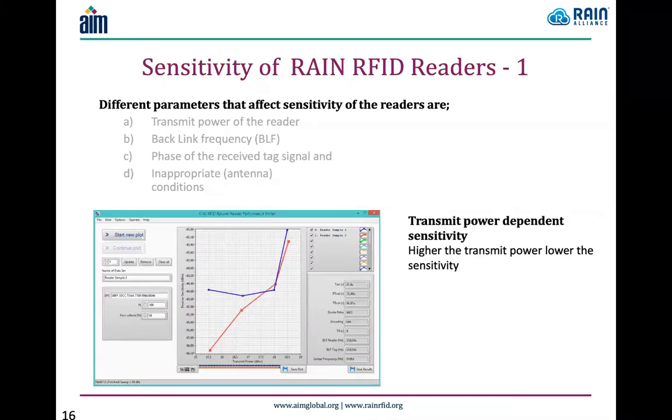Now, in this particular example, you would look at a sensitivity variation that is dependent on the transmit power of the reader. In this example, we have selected two separate readers, and we measured the dependency of the transmit power over sensitivity through our test tool, RFID Explorer. As expected, due to the self-jamming feature of the reader, the higher the transmit power of the reader was, the lower its sensitivity was. And this was shown in both reader sample 1 as well as in reader sample 2.